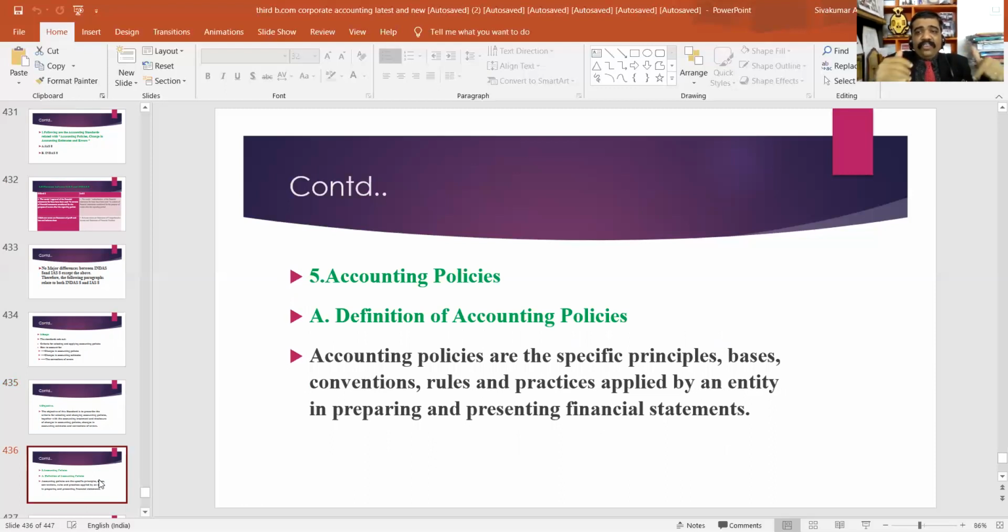Then, what is an accounting policy? The standard helps us to find a relevant accounting policy. The standard also helps us to account for changes in accounting policy. But what is an accounting policy? Accounting policies are the specific principles, bases, conventions, rules, and practices applied by an entity in preparing and presenting financial statements. That is, the statement of profit and loss and balance sheet. But as far as IAS is concerned, it is the statement of comprehensive income and statement of financial position.